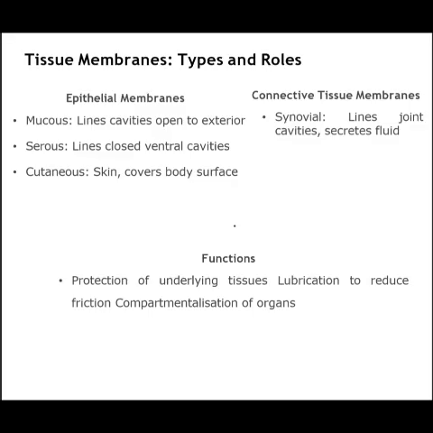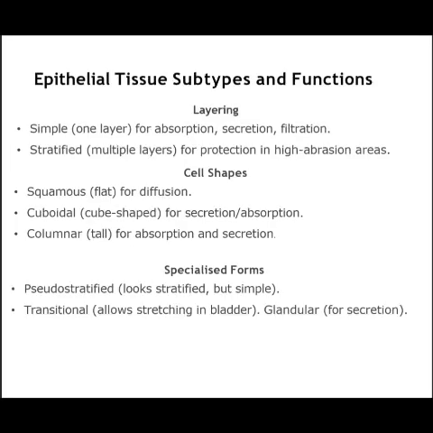Based on the layers, these epithelial tissues are split up into simple, which is only one layer for absorption, and the second one is stratified, which consists of many layers for protection. Next, based on the cell shape, it is divided into three types: squamous, which is flat for diffusion, cuboidal, which is cube-like for secretion, and the third one is columnar, which is tall for absorption.